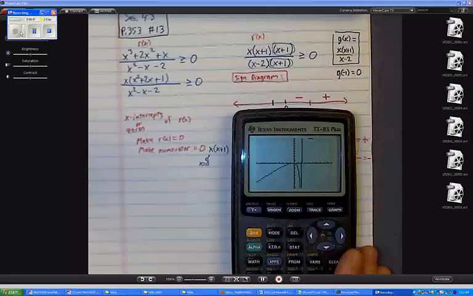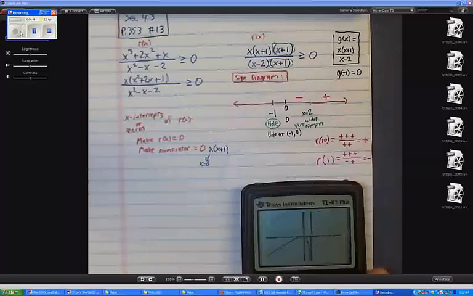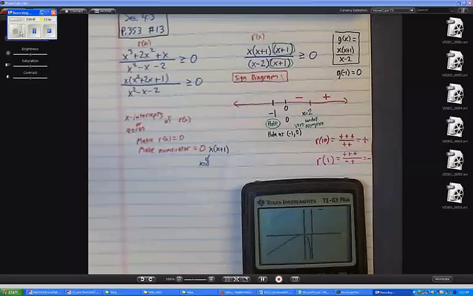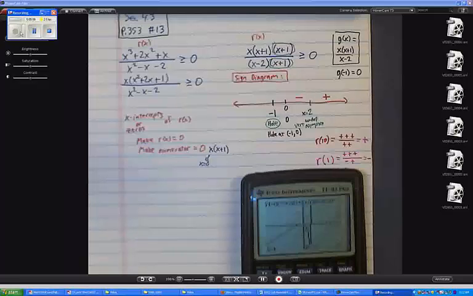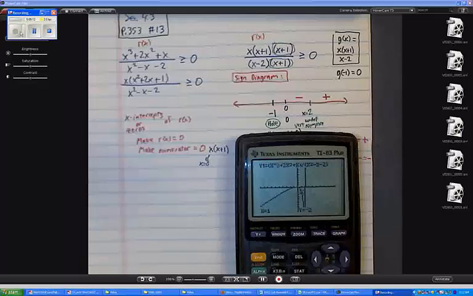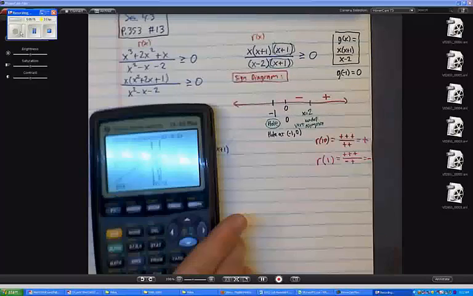What did we just do? If I hit second calculate, that's the trace button, the first choice is value. If I press enter, it's going to ask me what x do I want. I want to set x equal to 1. It'll tell me what y is. So if I plug in a 1, it says y is -2. You guys with me? And actually, I guess I can see that it's going to be negative between 0 and 2.